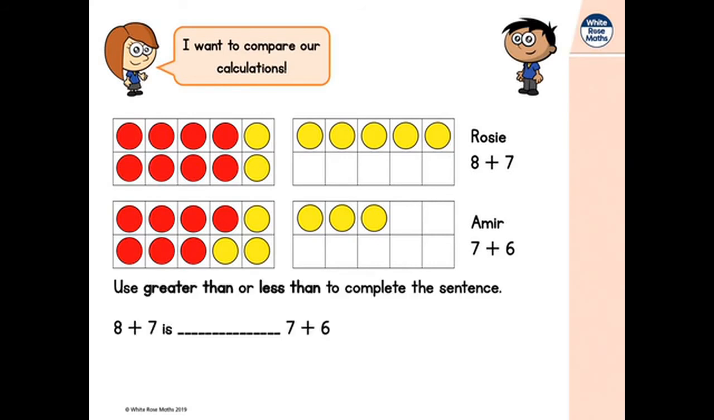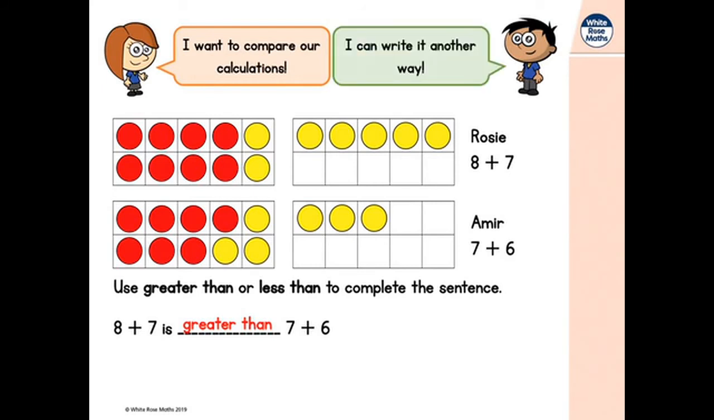We can use the words greater than or less than to compare. So let's use greater than or less than to complete the sentence. Take a look. 8 plus 7 is... Were you thinking greater than? Yes, 8 plus 7 is greater than 7 plus 6. And we can see that because Rosie has 1 full 10 frame and 5 more. That's 15. And Amir has 1 full 10 frame and 3 more. That's 13.